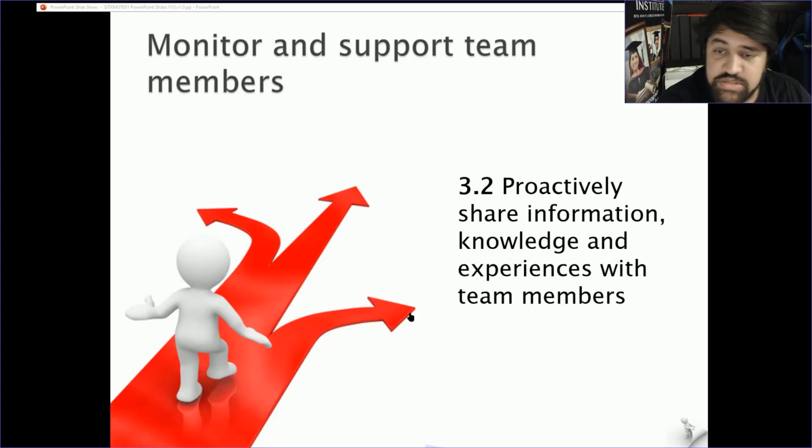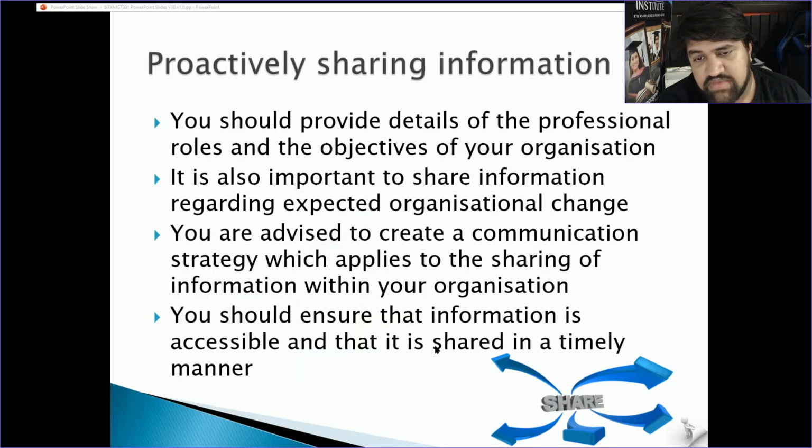All right, 3.2, proactively share information, knowledge, and experiences with team members. Proactively sharing information. You should provide details of the professional roles and objectives of your organization. It is also important to share information regarding expected organizational change. You are advised to create a communication strategy which applies to the sharing of information within your organization. You should ensure that information is accessible and that it is shared in a timely manner.